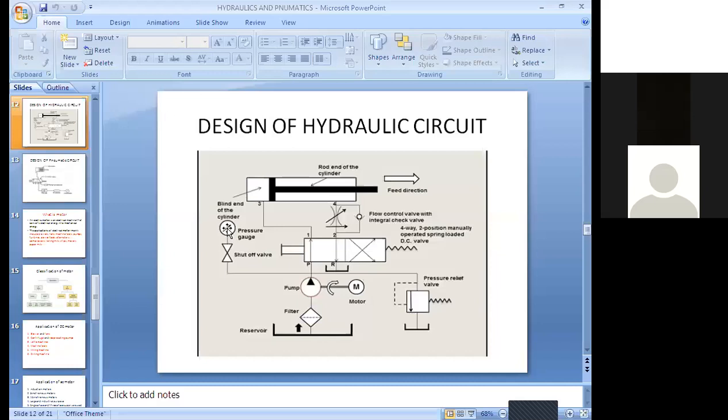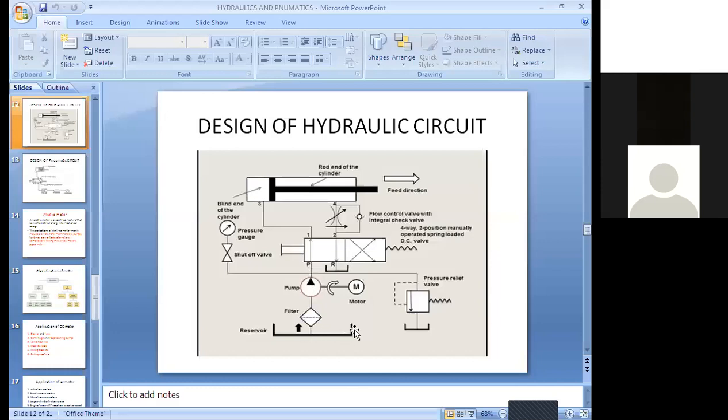This is a pressure gauge. Whatever amount of pressure is in the fluid will show on the pressure gauge. Then there is a shut-off valve, and a pressure relief valve also. If any pressure variation takes place, you can control it with the pressure relief valve. Here I would like to explain how the hydraulic circuit works.